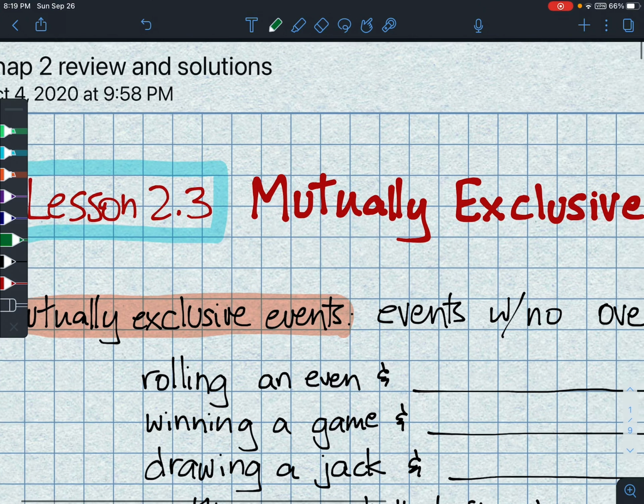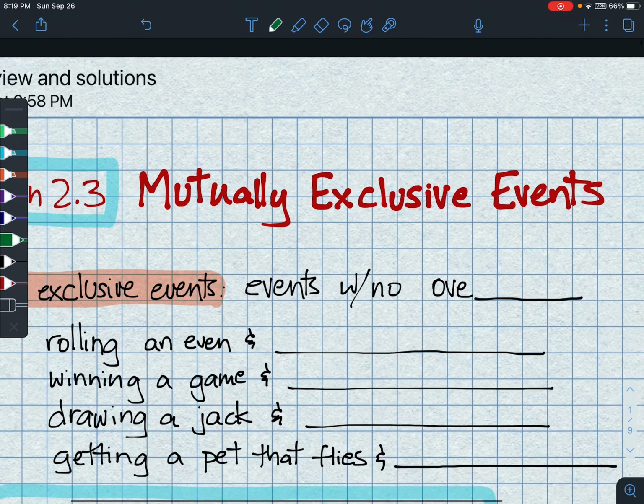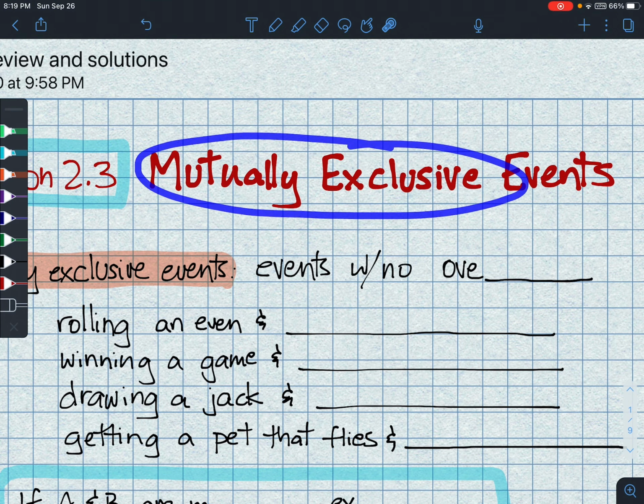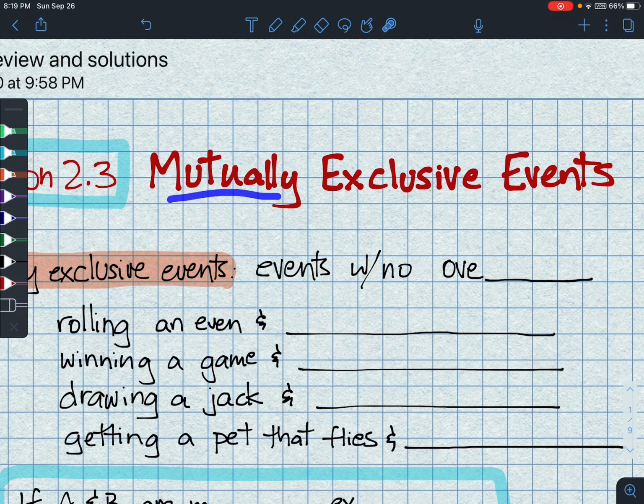Today's lesson is on mutually exclusive events. Now, what does that term mean? Well, mutually means like at least two things, maybe three or four. Most of the time we'll only deal with two.